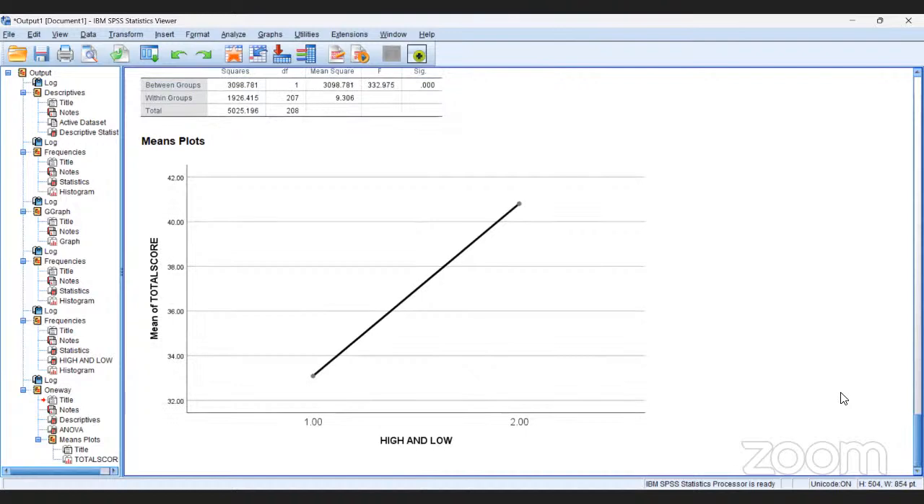So this is the mean. 1 means my control group and 2 means experimental group. So after the training, we have noticed that since the control group has no training, only the experimental group has received the training. Therefore, the experimental group performed better in their achievement motivation. In this way, you can compare.